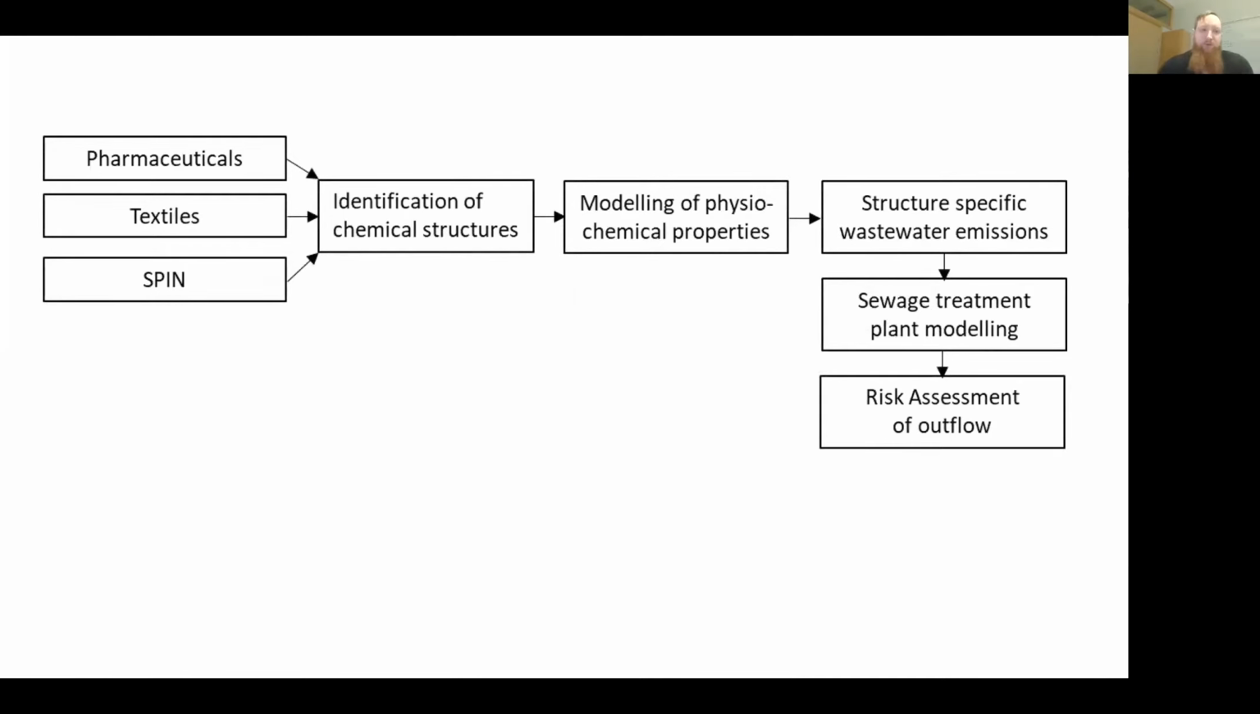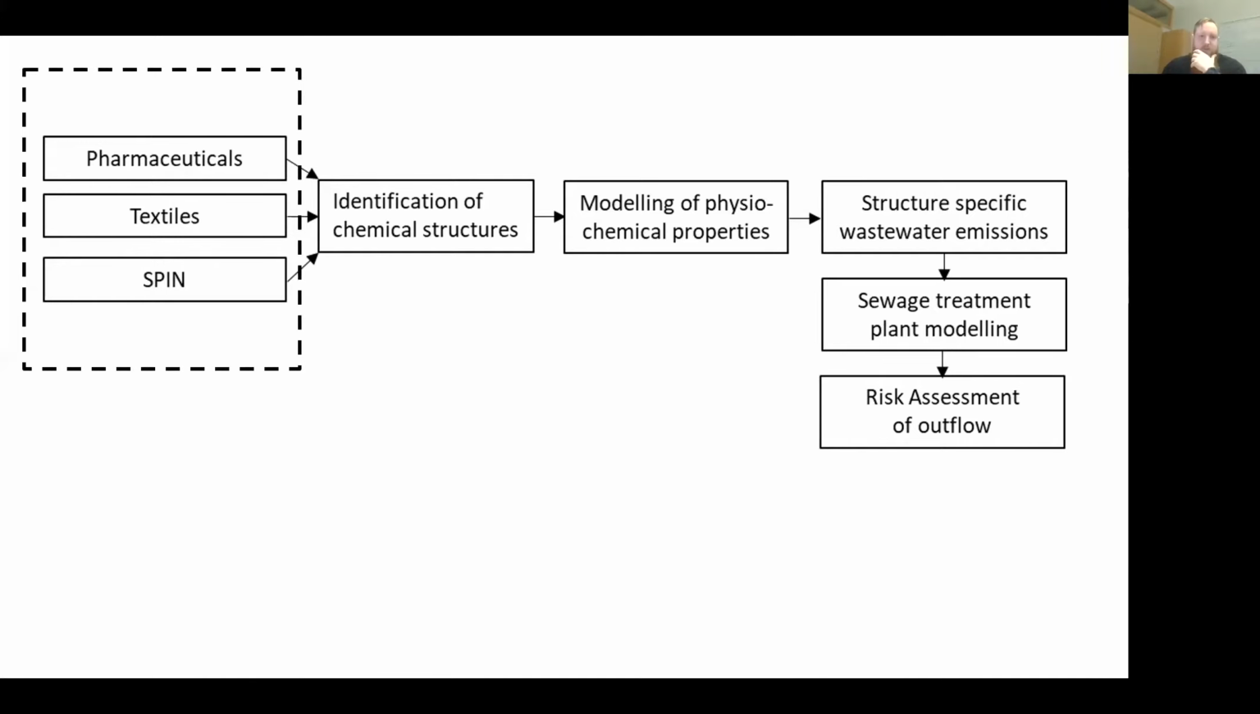So this is the full conceptual overview of what's happening. What we are going to start with is collecting data. We're going to focus on pharmaceuticals, chemicals which we believe get emitted from textiles when they're washed, as well as substances in preparations. Those are our three starting points. We'll then identify the chemical structures of each and every one of those compounds, because we need that in order to model the physicochemical properties, which we need in order to do a structure-specific wastewater emission estimate, which we can then feed into a sewage treatment plant modeling, which we can then do a risk assessment of the outflow of. So that is the overview.